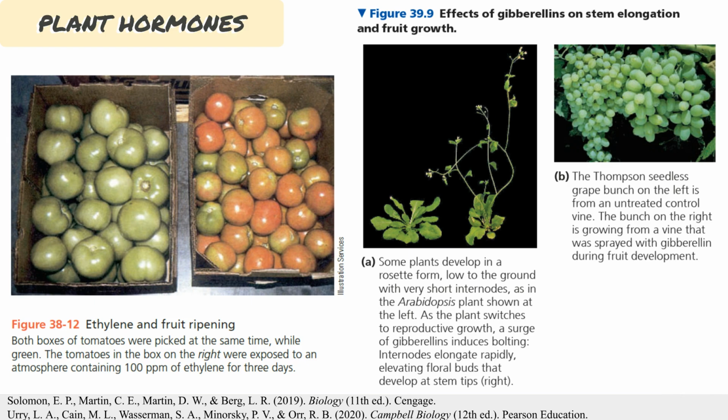Gibberellins are responsible for dramatic increases in plant size and the development of reproductive structures. In plants like Arabidopsis, which normally grow close to the ground in a rosette form, a surge of gibberellins causes the internodes, the stem sections between leaves, to elongate rapidly, elevating the floral buds for reproduction.